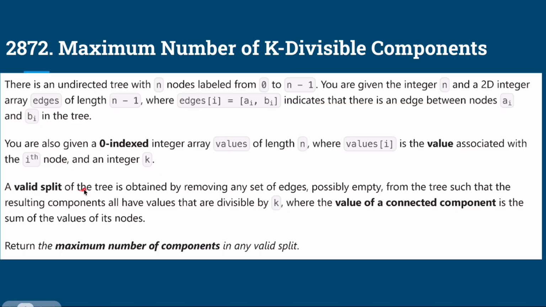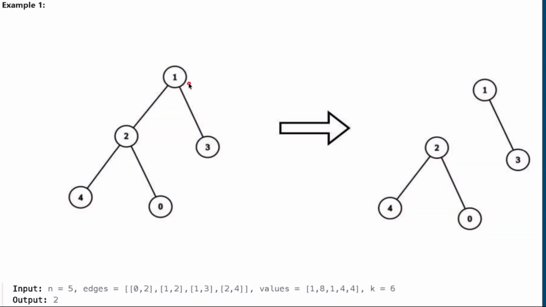A valid split of the tree is obtained by removing any set of edges, possibly empty, from the tree such that the resulting components all have values that are divisible by k, where the value of a connected component is the sum of the values of its nodes. And then we have to return the maximum number of components in any valid split. So as I told you, no need to worry, keep watching. This is the example we have. If you split this tree, it will look like this.